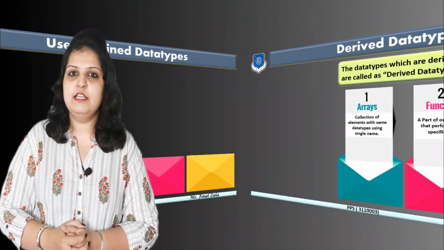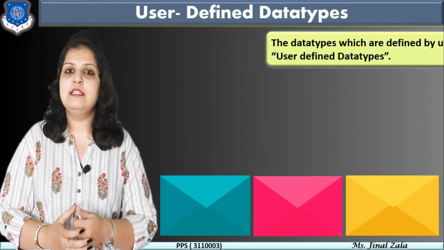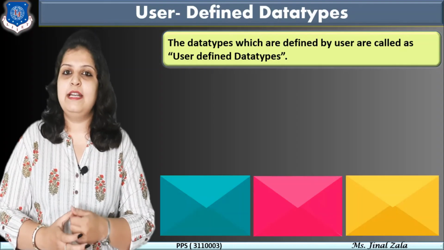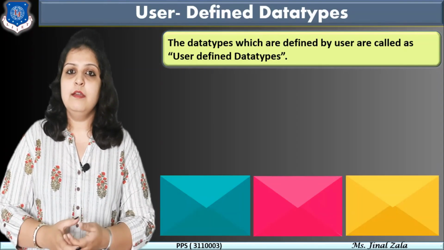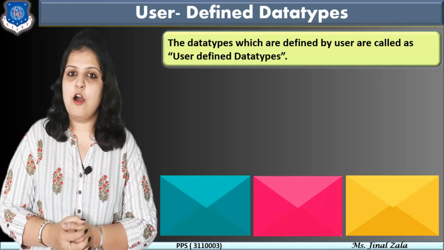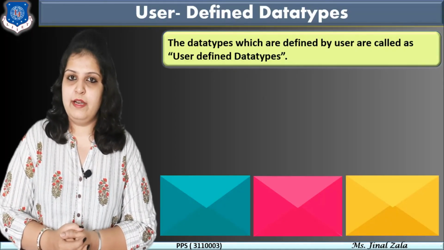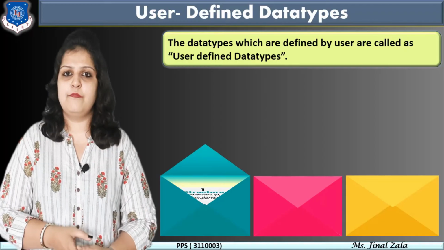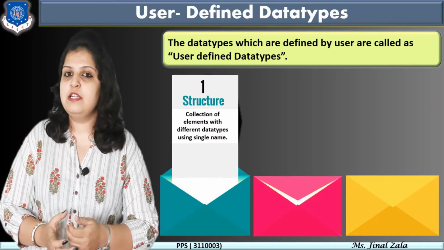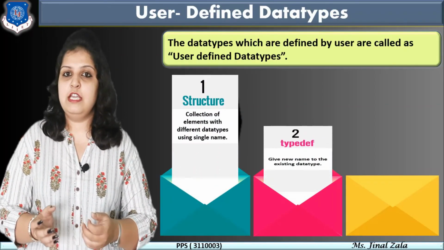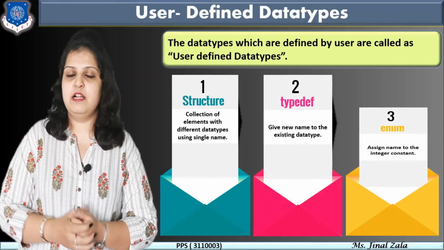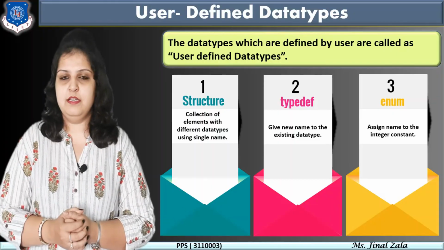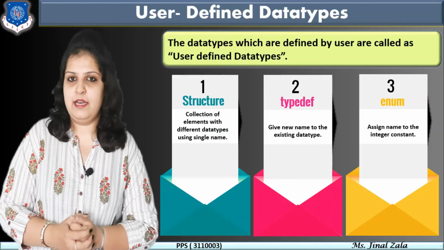And last is user defined data type. What is user defined data type? The data types which are defined by the user, means us, are all called user defined data types. And some examples are, first is structure. So what is structure? Structure is used to store multiple values in a single variable but of different data types. It is opposite to the array.